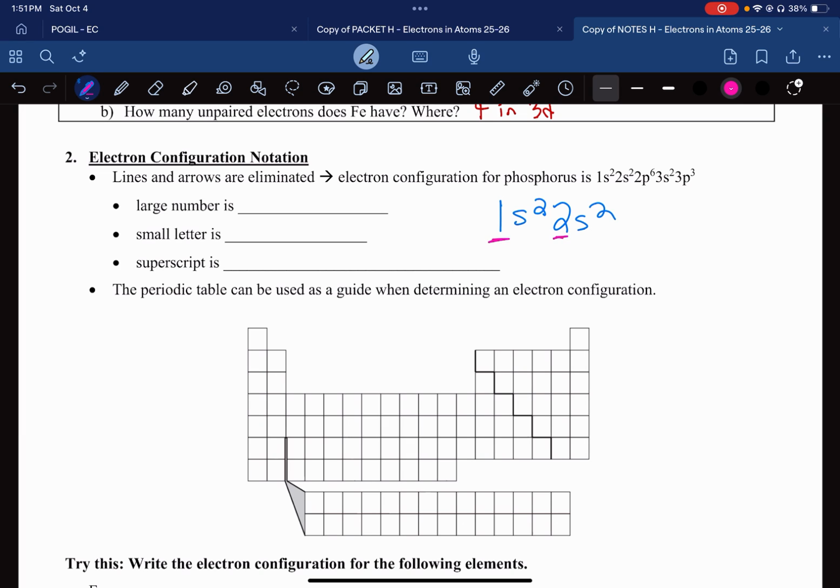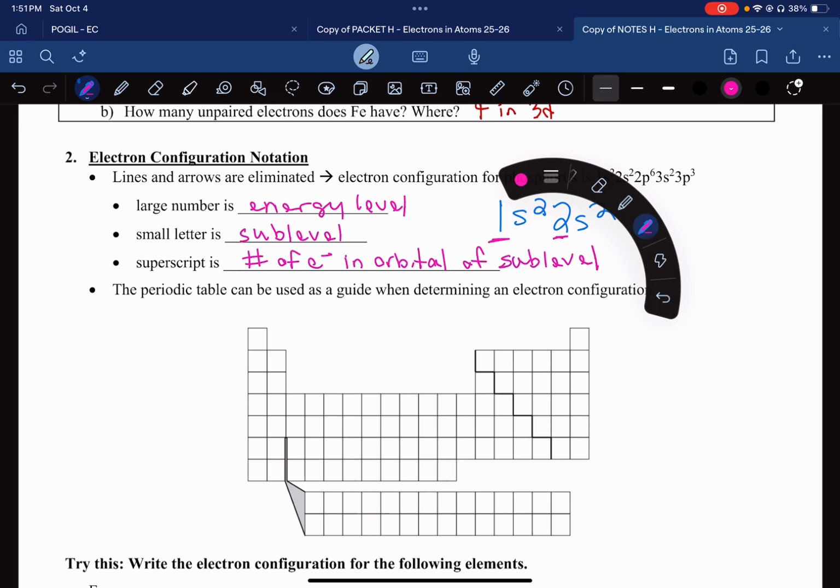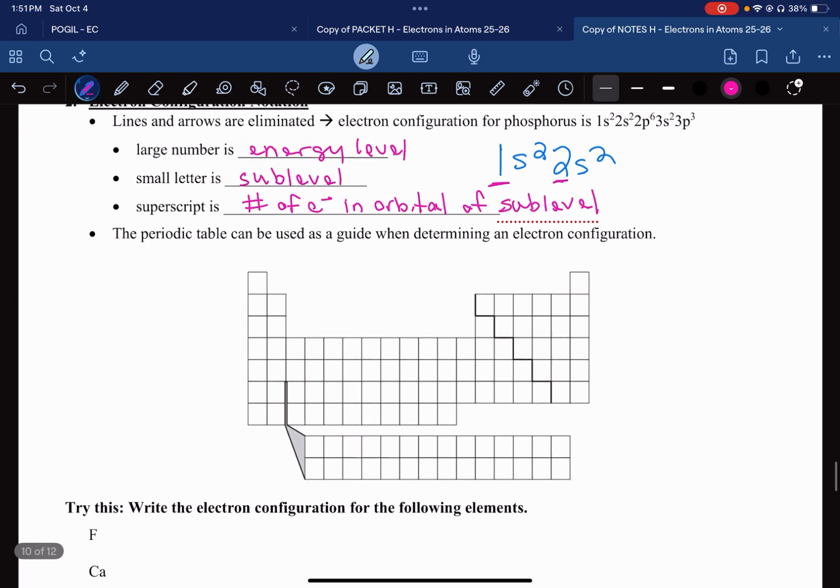Okay, so the large number is the energy level. The small letter is the sublevel. The superscript is our number of electrons in the orbitals of the sublevel. All right, number of electrons in the orbital of the sublevel.